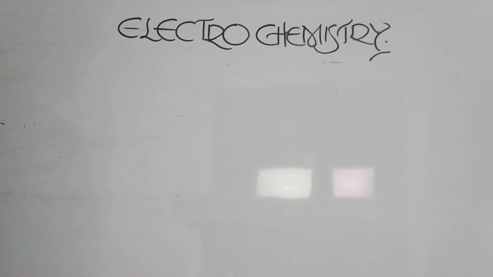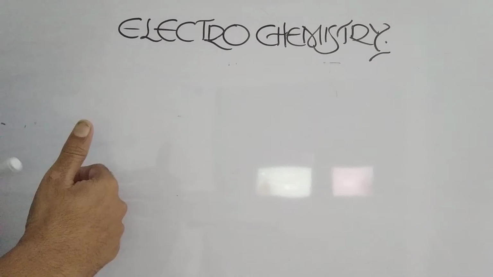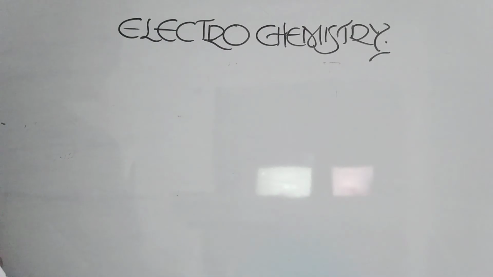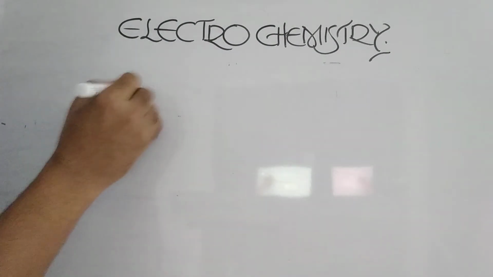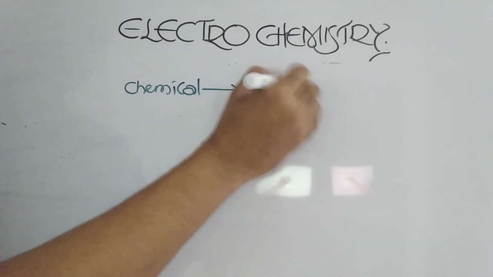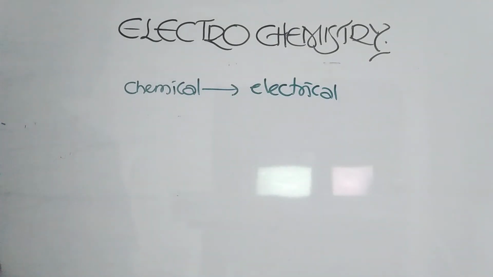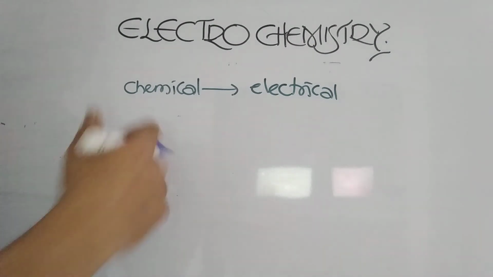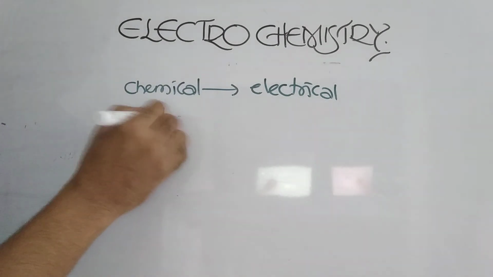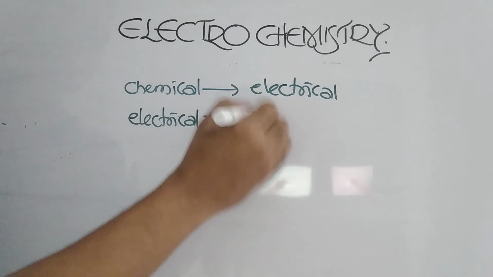Electrochemistry is a branch of chemistry where we learn the conversion of electrical energy into chemical energy and chemical energy into electrical energy. Chemical energy into electrical energy means, for example, your mobiles. Your mobiles have batteries. On those batteries you can see lithium ion battery written. So there the chemical energy is converted into electrical energy. And sometimes electrical energy is used to get chemical products.